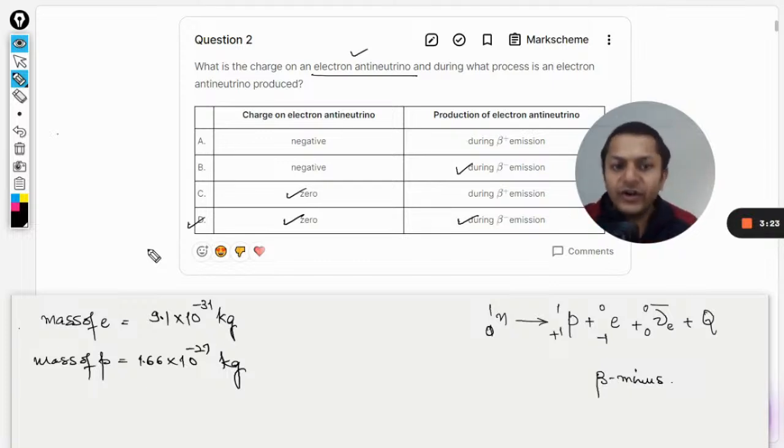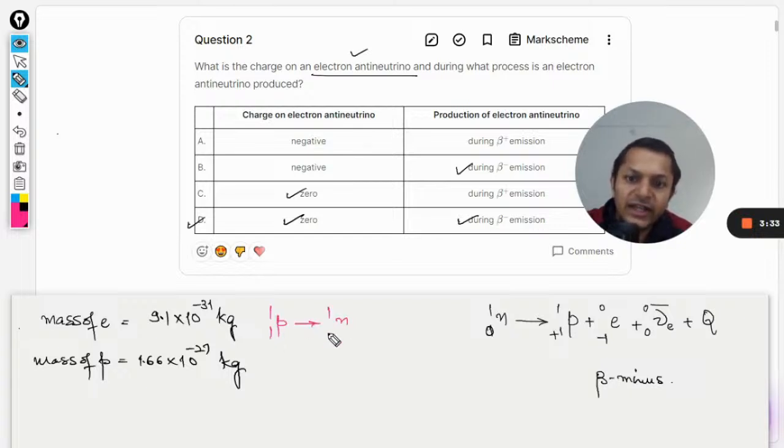But before we move further, let me tell you about the beta plus decay also. What is the reaction that is taking place now? So in beta plus, what is happening? Proton is converted into neutron. It is accompanied with an electron, but because of the conservation of charge, the electron has to have a positive charge on it, because on the left hand side of the reaction you have a plus 1 charge here. So 0 plus 1 will give you plus 1.